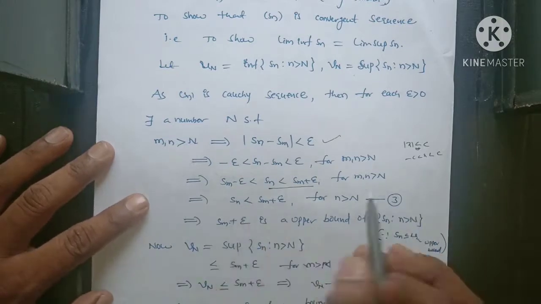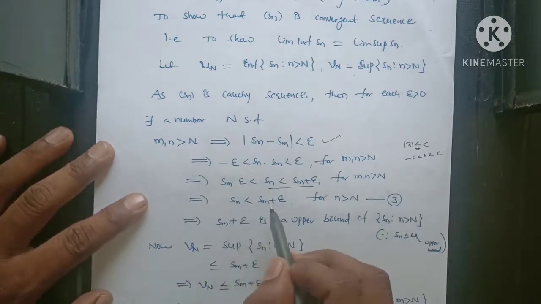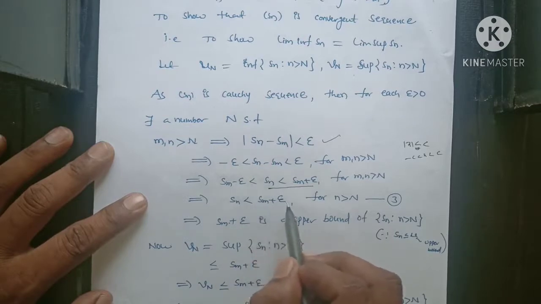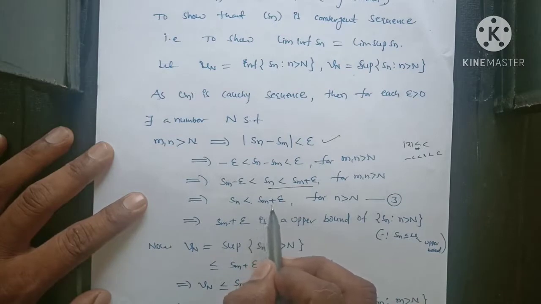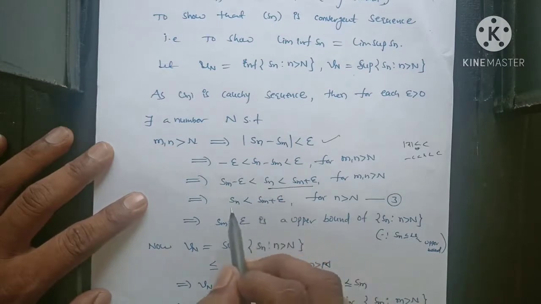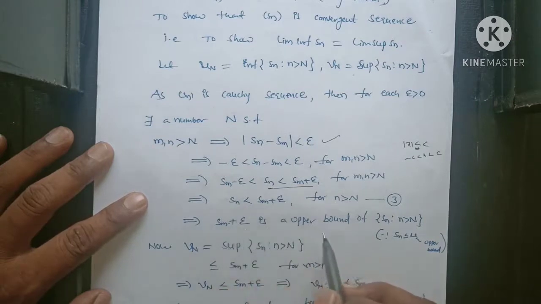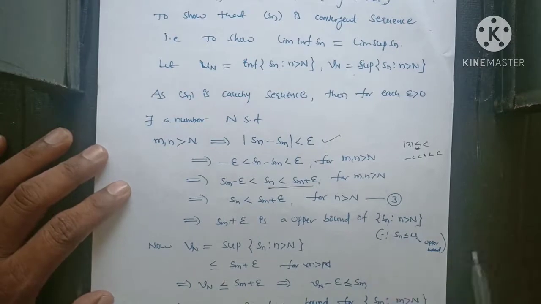Now you observe this condition. Sn is less than this number, and Sm plus epsilon is a number. For that, Sn less than or equal to U, that number U is called the upper bound of a sequence Sn. So Sn is less than or equal to U, and this number U is called an upper bound of the sequence Sn. So Sm plus epsilon is an upper bound of the sequence Sn for n greater than capital N.